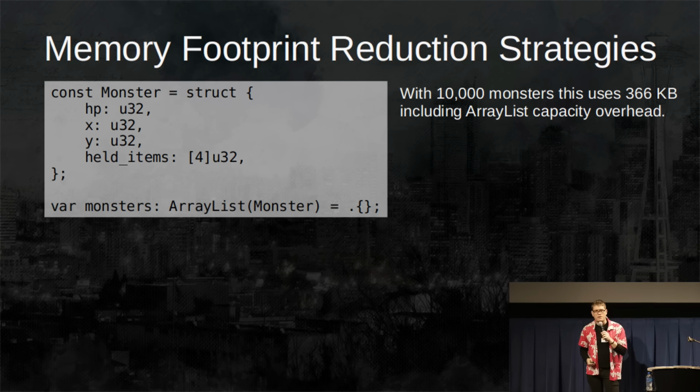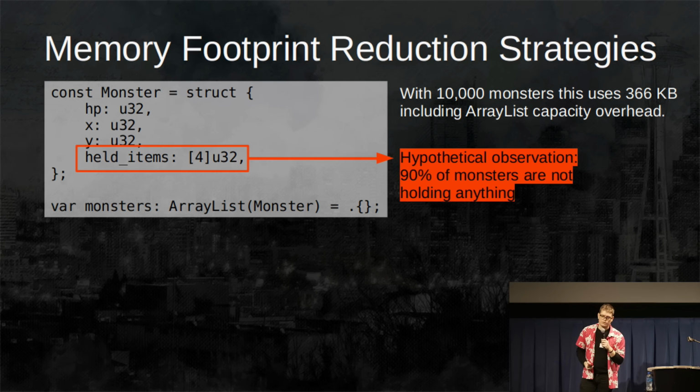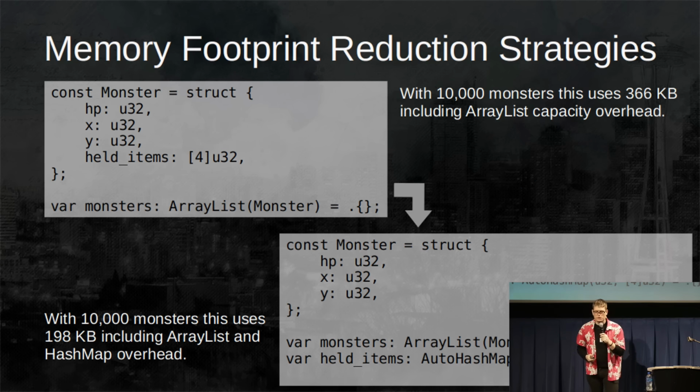Let's say that we make a hypothetical observation. Let's say that for our use case, we just happen to notice that 90% of monsters are not holding anything. All of their items held are empty. If we make this observation, we can exploit it. So now we take out that field and we just store that out of band. Kind of the same thing we did with the Boolean, but now we're using a table. As long as we can use an index for the monster, and that's the key of the hash map, we can just put that data as the value, and now it's sparse.